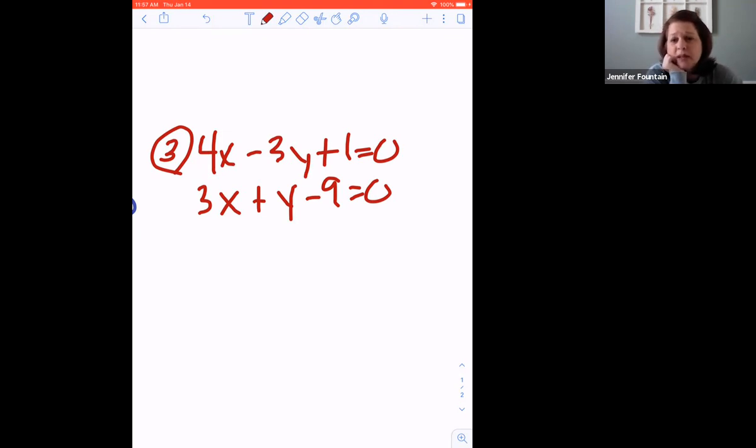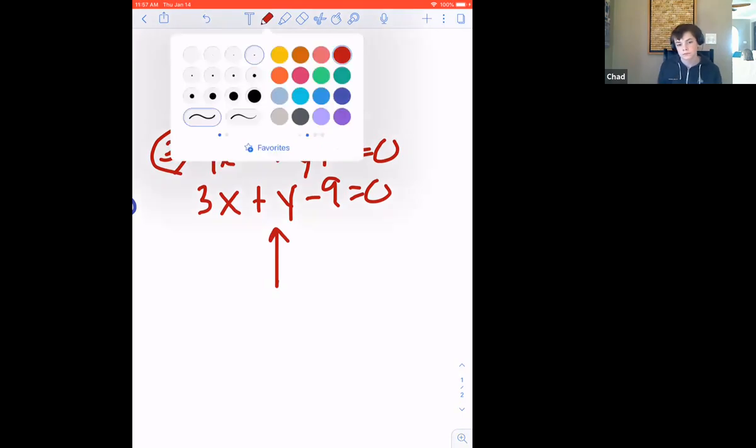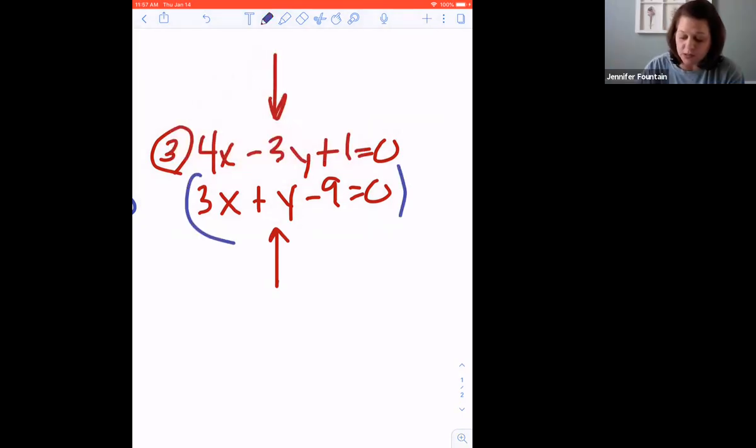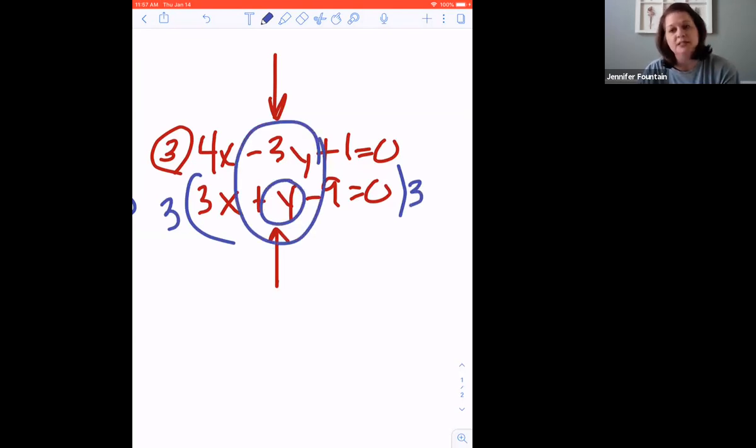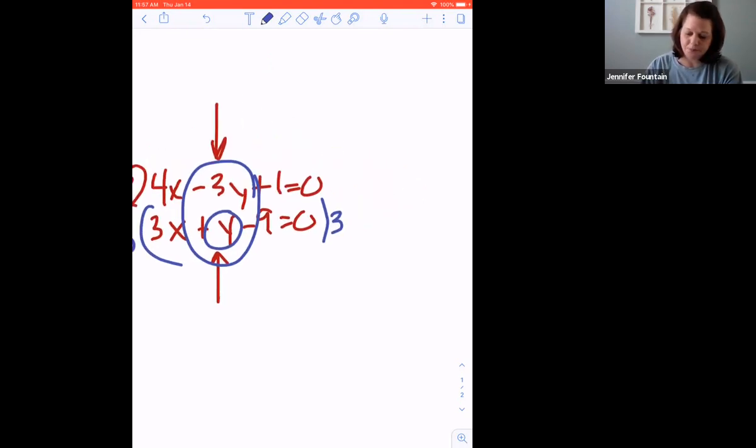On number 3, I have as my x terms 4x and 3x. I don't want to have to multiply two equations. I don't have to multiply both of them. So now I'm going to focus in on my y values. What could I multiply my second equation by to make it the opposite of negative 3y? 3. I can multiply by a positive 3. So if I multiply my second equation by 3, notice this becomes a positive 3y. Then I've got opposite terms here in the middle. So for number 3, you need to multiply your second equation by 3.